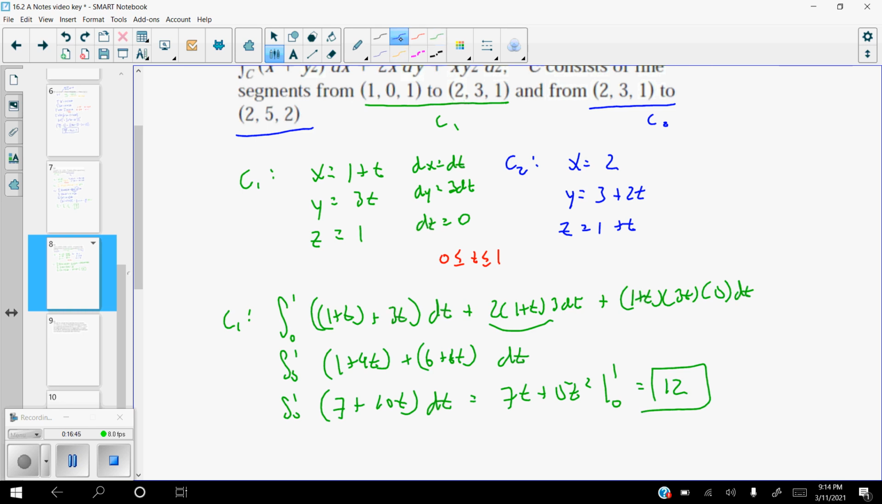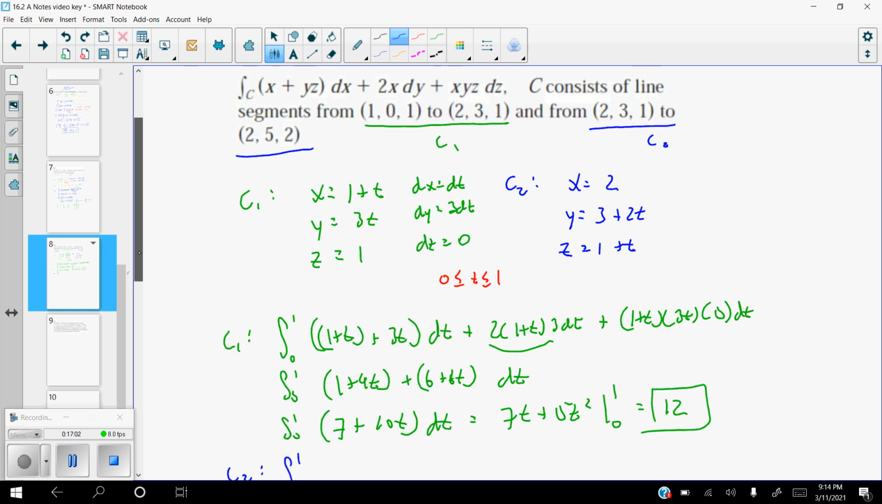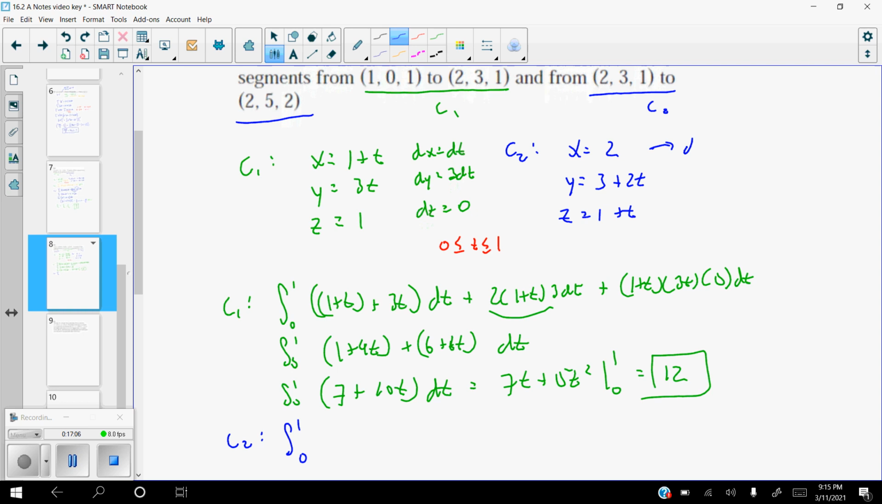Now let's do C2. This is where I'll have to scroll back and forth a little bit. So C2 should be an integral from 0 to 1. The first one is x plus yz dx. The nice thing about that one is dx is 0, so that whole first part is 0 dt, plus.